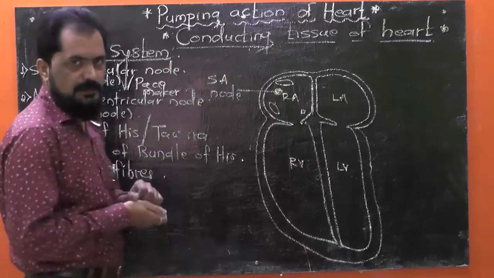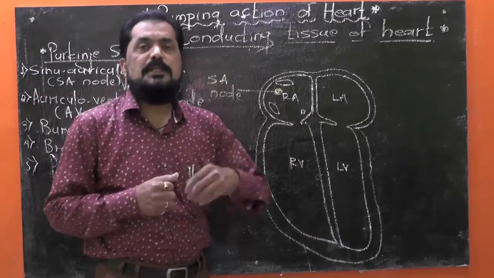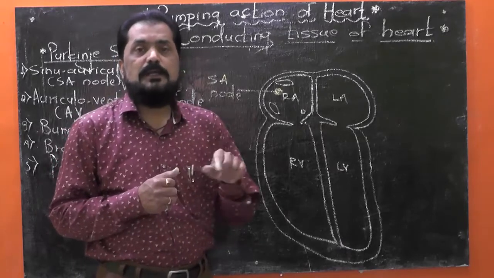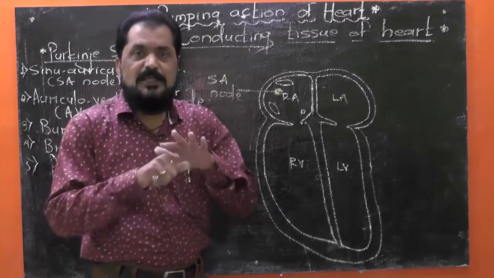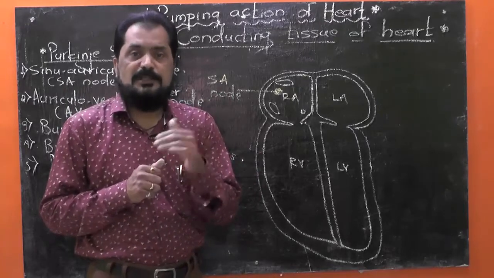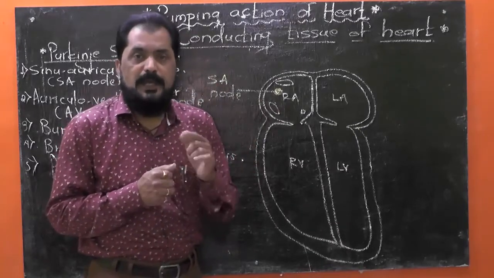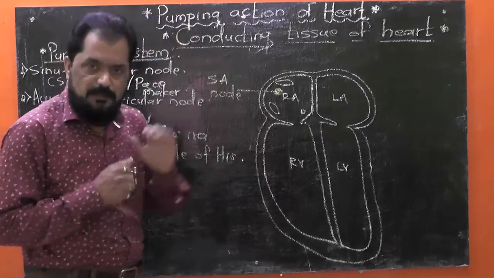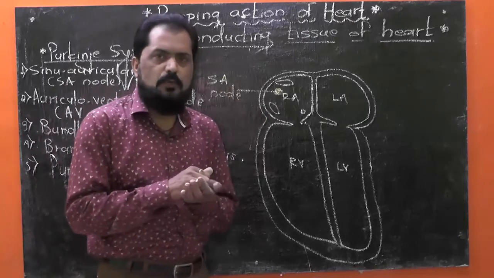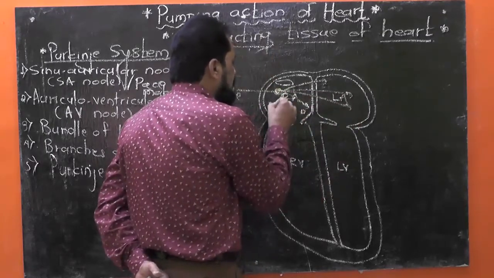The SA node is called the pacemaker because it has the spontaneous, unique ability to initiate and generate an electric impulse, known as the cardiac impulse, at regular intervals of 0.8 second in a normal adult human being. Therefore it is known as the pacemaker. Now the electric impulse, the cardiac impulse generated by the SA node, is spread over the left as well as the right auricle more or less simultaneously.